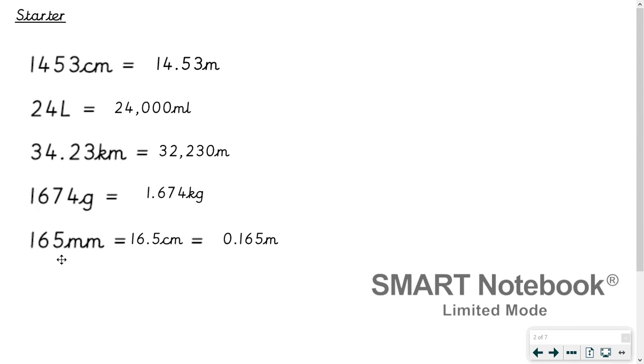And then 165 millimetres, we know that there are 10 millimetres per centimetre, so we divide by 10. 1 jump, 16.5. We then know there are 100 centimetres per metre, so 1, 2 jumps, we need the placeholding 0, so 0.165 metres. Hopefully we were okay with those conversions.